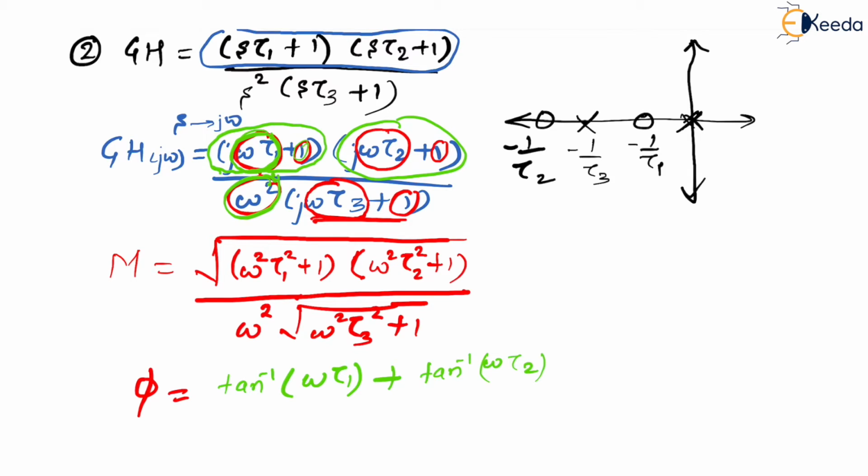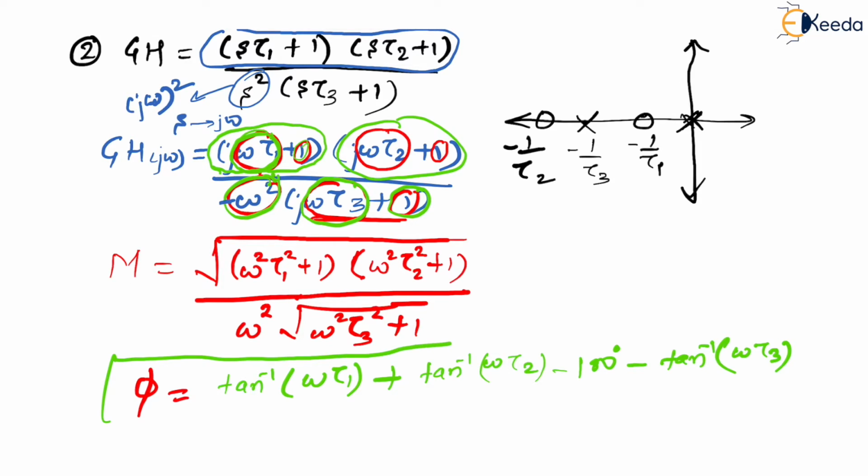Then what you have is minus, since this is s squared, it is going to be j omega the whole squared, and we have already seen that j omega the whole squared will be nothing but minus omega squared. So here I am going to have minus omega squared. The angle contribution because of minus omega squared is going to be minus 180 degrees, right? So here we get minus 180 degrees minus again, if you think of this one, here this is imaginary part and here this is real part. So you get minus tan inverse of imaginary part upon real part. Imaginary part is omega tau 3 by 1. So this is the phase phi.